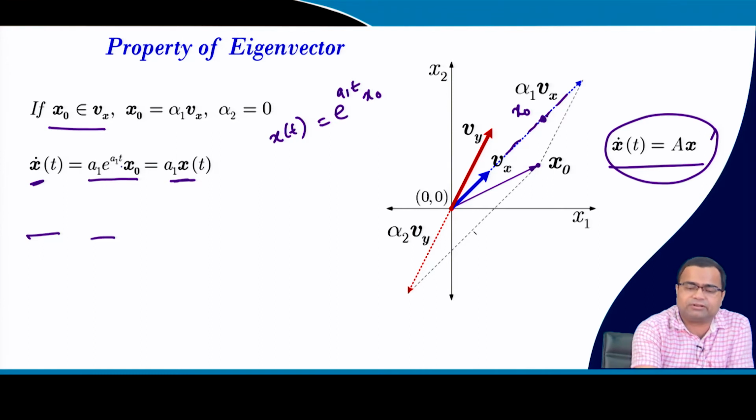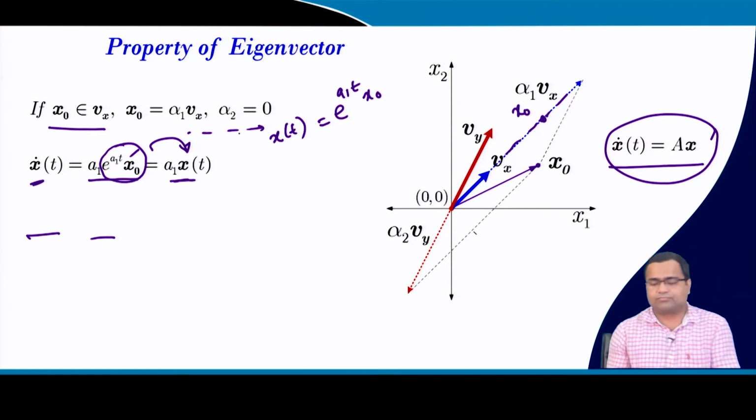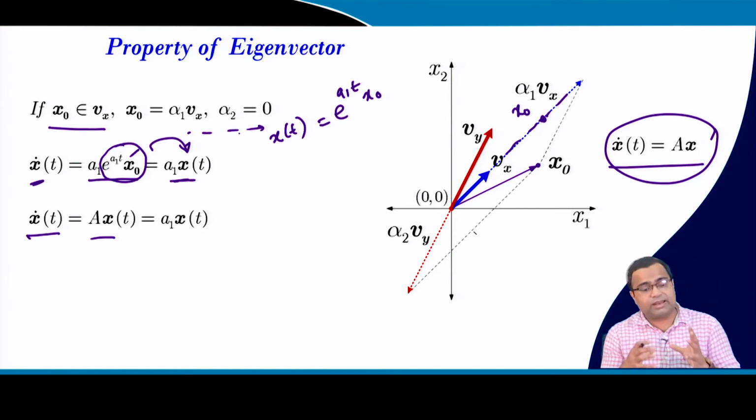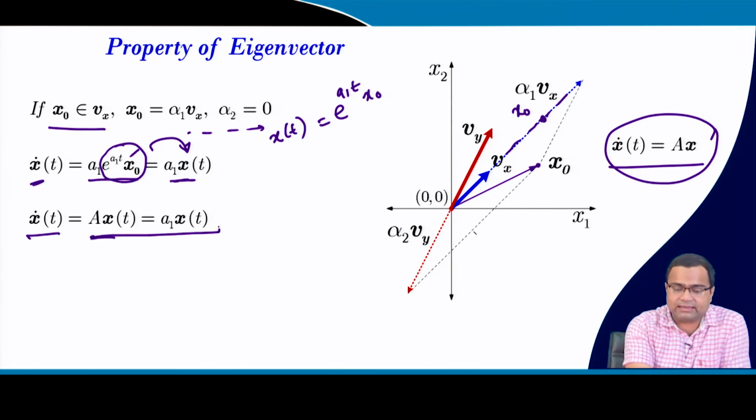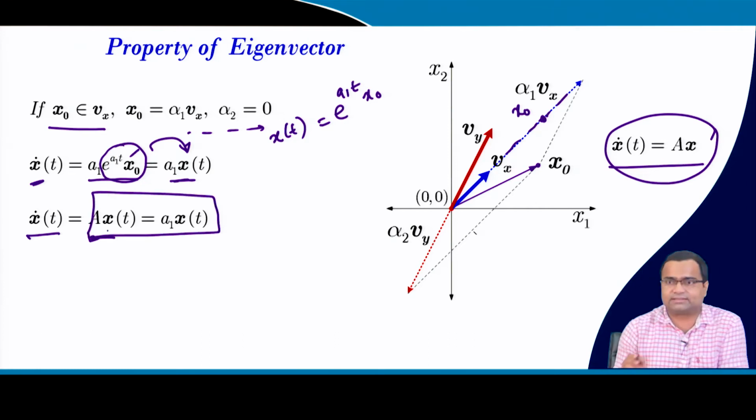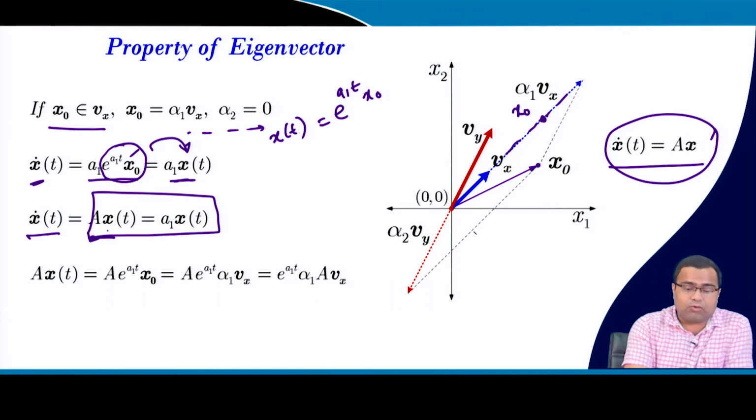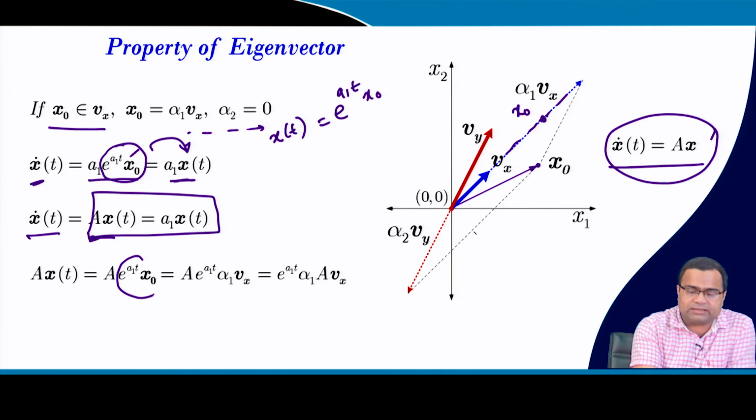If you differentiate this, and we know that this quantity is nothing but our x of t, which is coming from here, then we are getting x dot of t equal to A x of t, and small a1 into x. Now, what is Ax? Again, x of t is nothing but this, and this is coming from here, right.